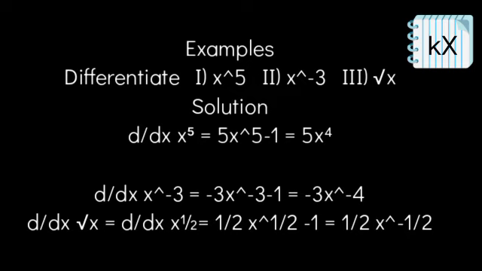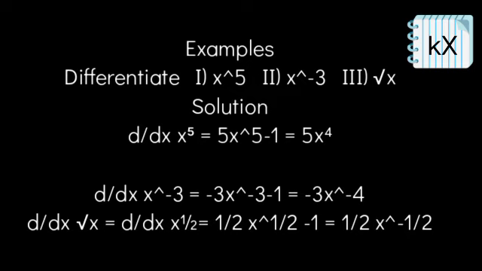We have the very first one, x raised to power 5. When we differentiate x raised to power 5, what do we need to do? We need to multiply the whole variable by its power, which is 5. So we are multiplying 5 times x raised to power 5. Then we subtract 1 from its power, which is 5. So we have 5x to the power of 5 minus 1, which gives us what? 5x raised to power 4.